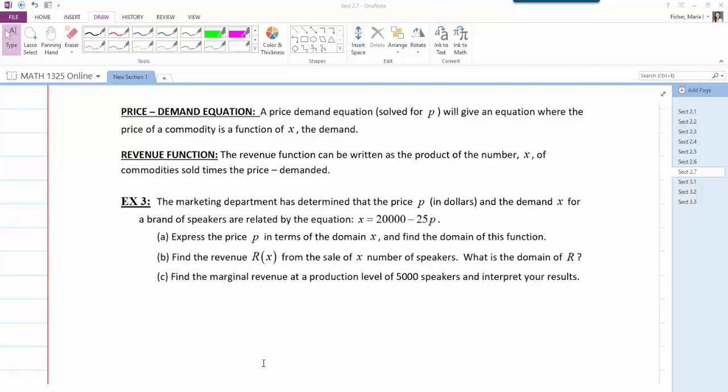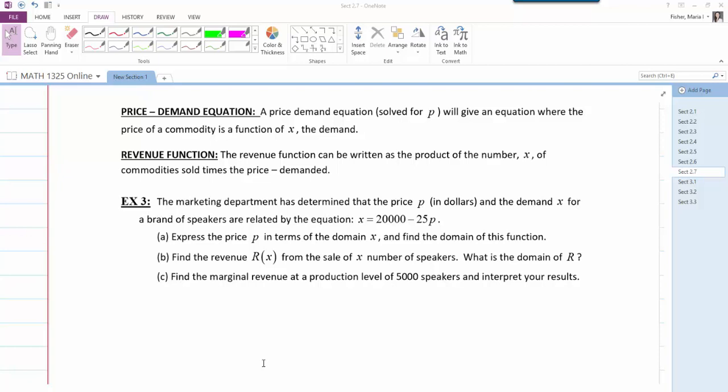A price-demand equation is an equation that relates the price with the demand that you would have on your commodity. So a price-demand equation, when you solve it for P, will give you the equation where the price of a commodity is a function of X, the demand. So X is the demand and P is your price. The revenue function can be written as the product of the number X that you sold times that price demand.